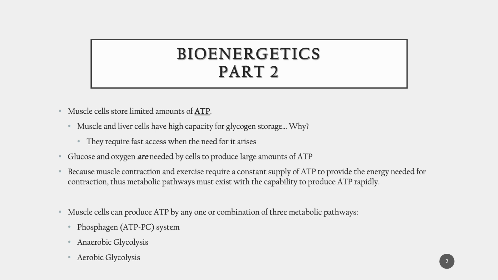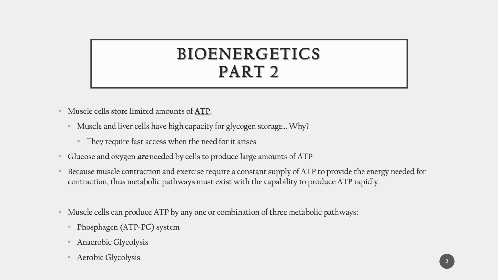Bioenergetics part 2. We've discussed a lot about ATP, adenosine triphosphate, with 3 phosphate bonds. That's where our energy is stored, right? So where is this ATP molecule stored within our body? 2 places. Primarily, it'll be in the muscle, and second, it'll be in the liver. They have high capacity for glycogen storage, right? They require fast access when the need for it arises.